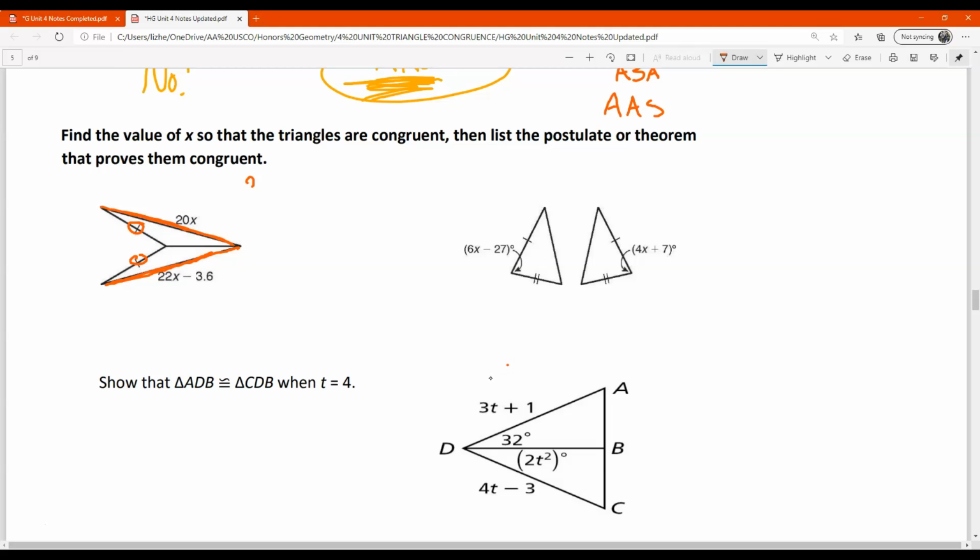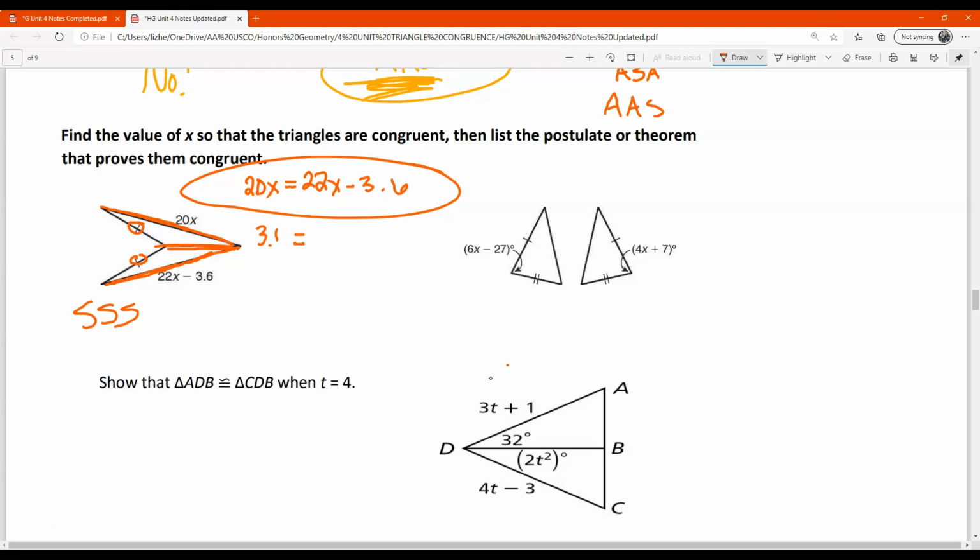So that means I can set up an equation. 20x equals 22x minus 3.6. And then this side, of course, is equal to itself. So I'm going to use the side, but first I have to find out what x is going to be. So I need to solve that equation. I'm going to subtract my 20x, and I'm going to add my 3.6. So I have 3.6 equals 2x. Therefore, x has to be 1.8. So if x equals 1.8 units, then side, side, side works.